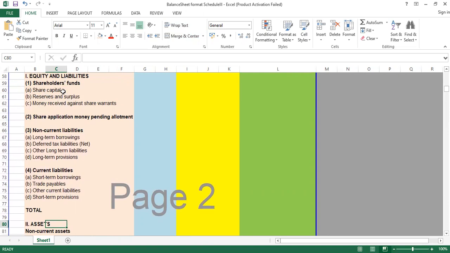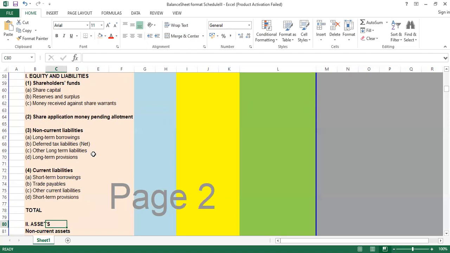This format you have to learn and memorize. They might ask you in the questions, in the exam, or even in the interview, to write the format of the balance sheet as per Schedule 3. As per Schedule 3, the first part in the balance sheet is not liabilities, it is equity and liabilities.